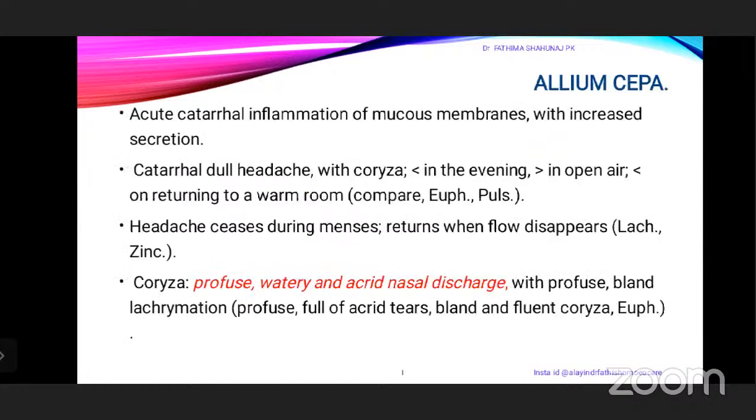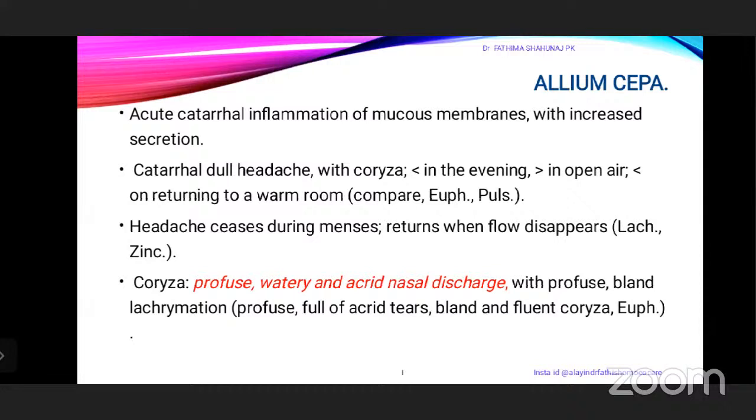Then the next remedy is Alumina. There will be an acute catarrhal inflammation of mucous membrane with increased secretion. Then catarrhal dull headache with coryza, aggravation in the evening and amelioration in open air and aggravation on returning to a warm room. So this is compared with Euphrasia and Pulsatilla.